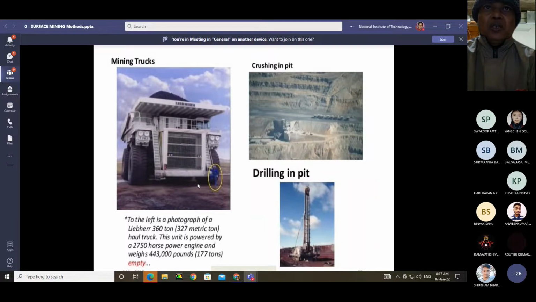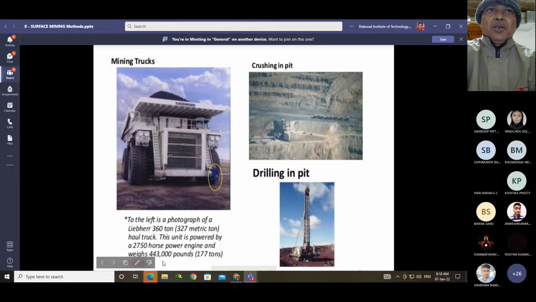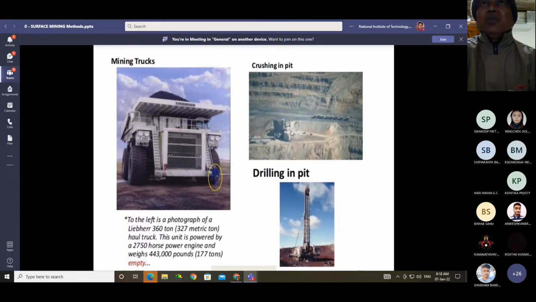This is the photograph of a 360 ton, 327 metric ton haul truck. This unit is powered by a 2750 horsepower engine, and it weighs 443,000 pounds or 177 tons empty.